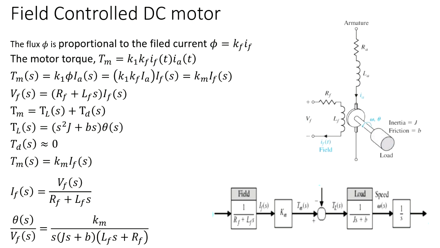Now you just do your normal KVL around this loop. So VF is RF times IF plus LF s times IF. So that is KVL around this loop. Now the torque of this motor loop.